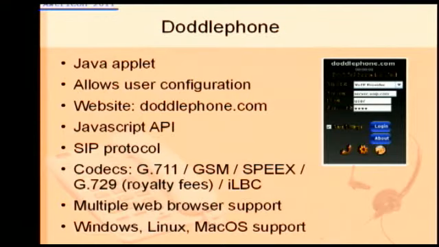This is the first example. There are actually quite a few companies using Vicidial that use Doddlephone. It is a Java applet. It does allow user configuration, which can be an issue, meaning when this loads, the user can click on the little cog there and go in and monkey with stuff. It does have a wide range of codecs available for it, and it is SIP protocol only. Like just about everything Java, it has multiple web browser support, and Windows, Linux, and Mac.